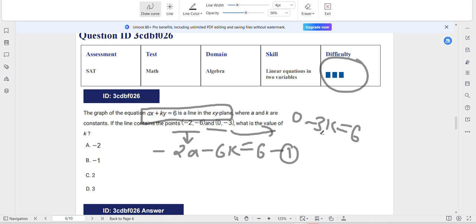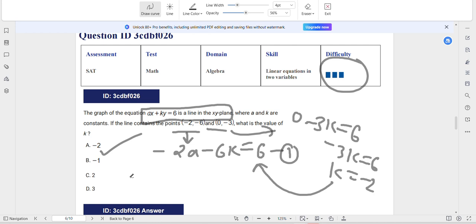We can already get from this equation, minus 3k equals 6, that k equals minus 2. So in this question the value of k is minus 2, and our answer becomes a. But if we have to find the value of a also, we have to substitute k equals minus 2 in this equation.